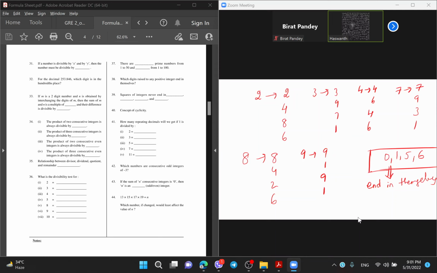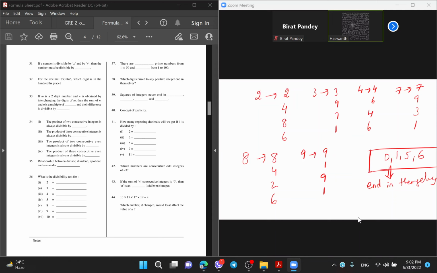Similarly, for 5, 5 square, 25, ends in 5. Next, 125 ends in 5. 625, 3125, 15625, like that. If we keep taking those numbers, they will end in 5. Similar for 6 as well. 6, next 36, next 216, next 1296. All these are ending in 6 only. So if it is 0, 1, 5, 6, it would be easy for us. You will directly say they will end in themselves.